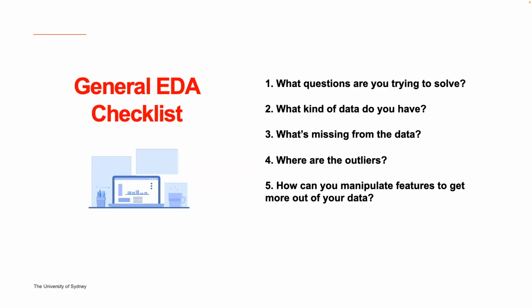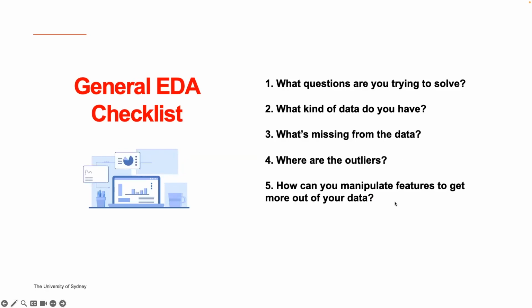And some key questions to ask yourself during this process include: what question are you trying to solve or prove wrong? Start with the simplest hypothesis, then add complexity as needed. What kind of data do you have? Is it numerical, categorical, or something else? How do you deal with each type? What's missing from the data? Why is it missing? How do you handle missingness? Where are the outliers? Pay attention to distribution. Do you need them, or are they damaging the model?